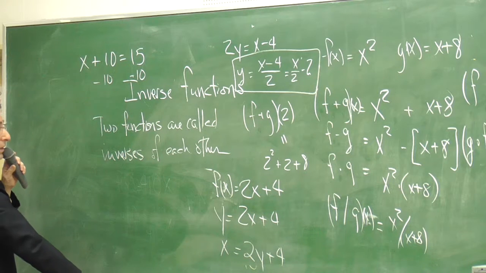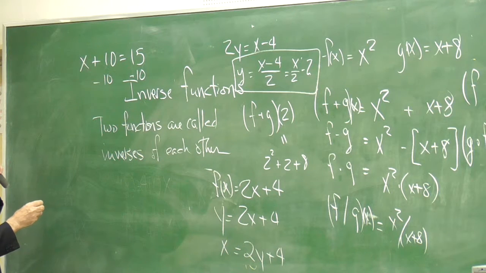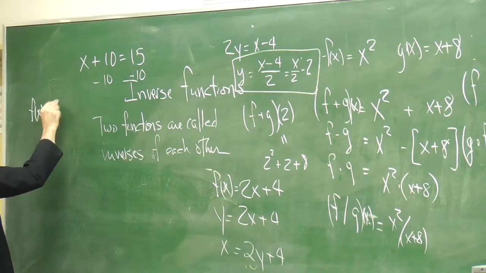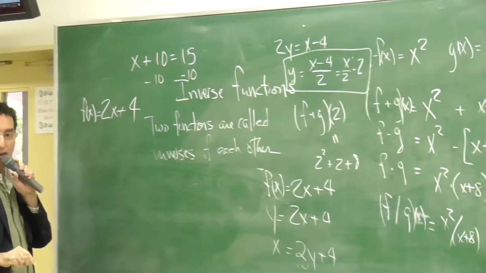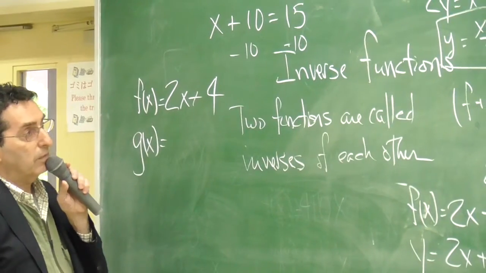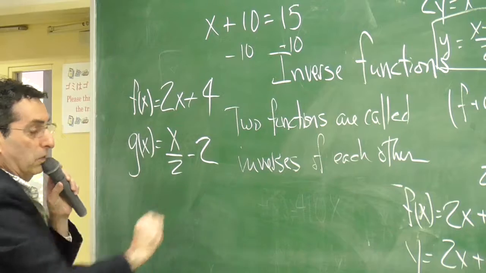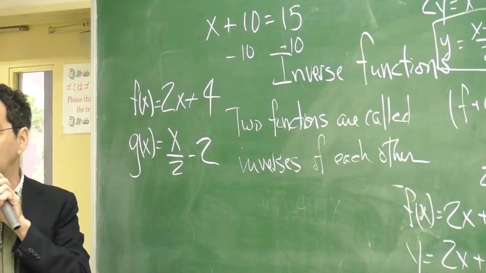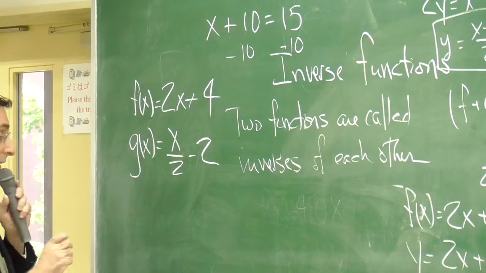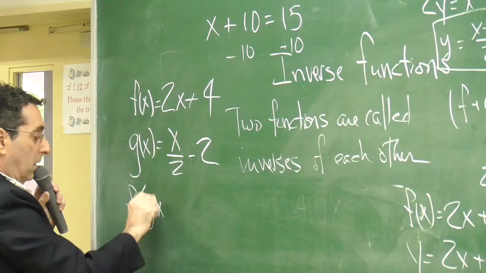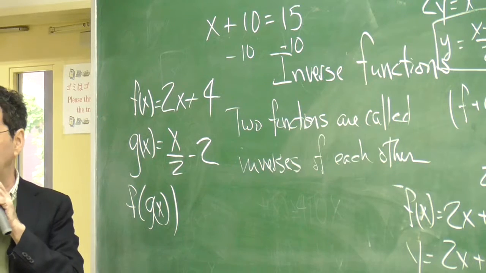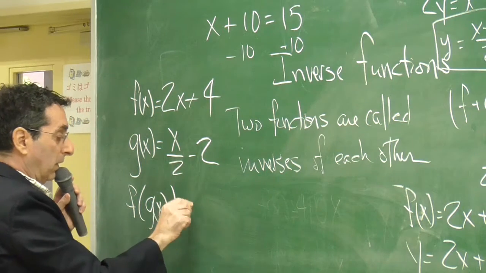So what did we say? The first function was what? 2x plus 4. F is equal to 2x plus 4. And the other function, let's call it g, is equal to what? X over 2 minus 2, right? Now, what's the claim? That these are inverses, so that means what? That this should be just x, right? You should just get x. So let's see, what do we actually get?